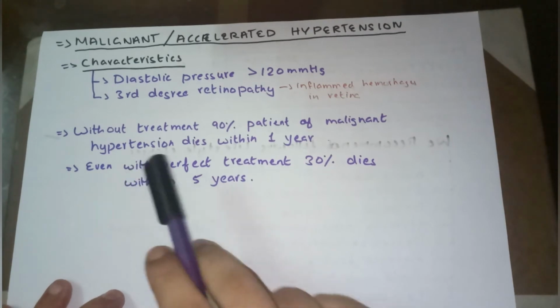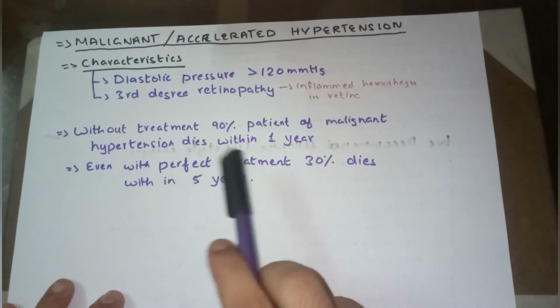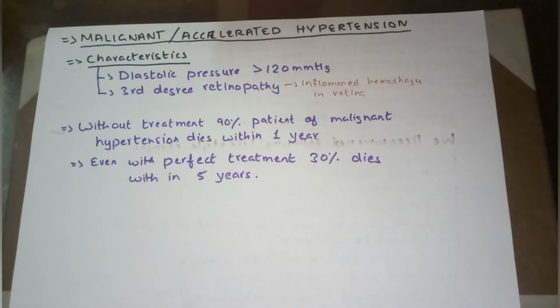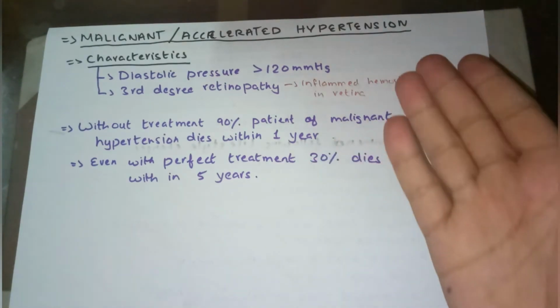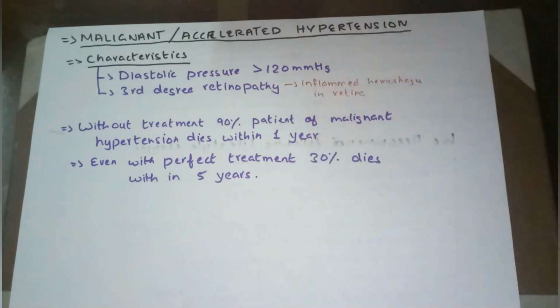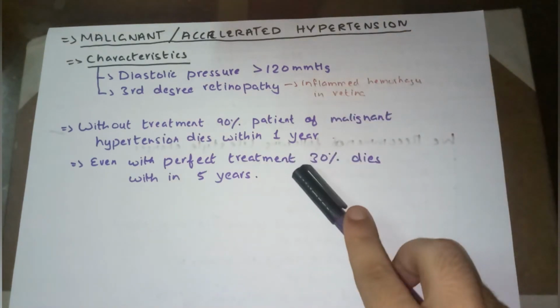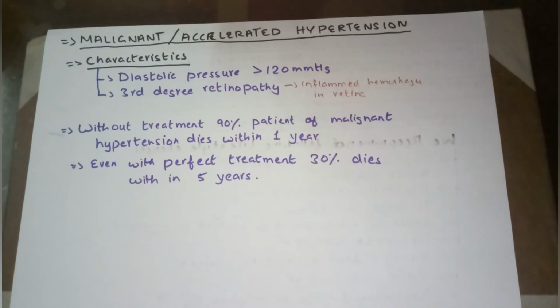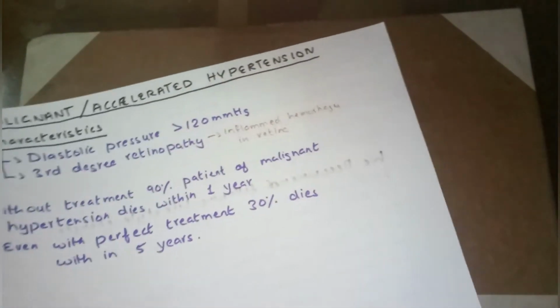And even with perfect treatment, 30% die within 5 years. So you can see hypertension can go up to this level as well. Even after treatment, 30% still die within 5 years. So it is very, very dangerous.